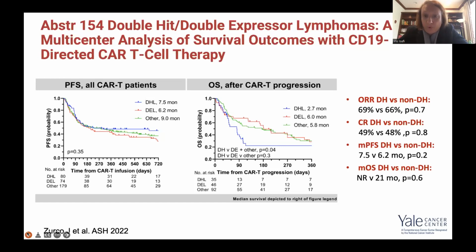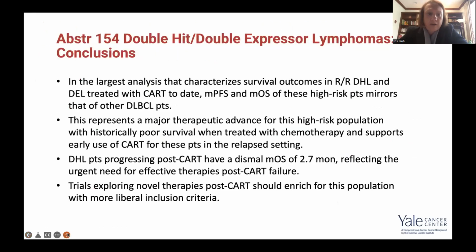However, importantly, patients with double hit lymphoma who progressed after CAR-T had a very poor outcome with overall survival that was very short, only in the order of 2.7 months. So this is a group of patients that, if they progress after CAR T, we really do need better salvage strategies for. So this was the largest analysis, basically, that provided some update as to what happens with these patients with double hit or dual overexpressor lymphomas.